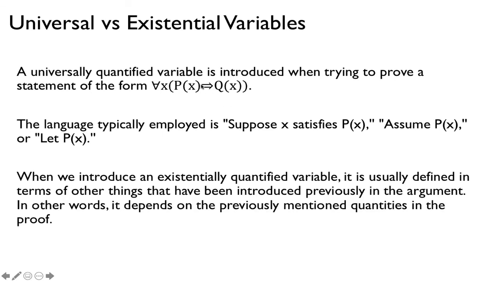But when we introduce an existentially quantified variable, it's usually defined in terms of other things that have already been introduced in the argument. In other words, the x that we introduce existentially usually depends on the previously mentioned variables or quantities in the proof. So let's see some examples of this.